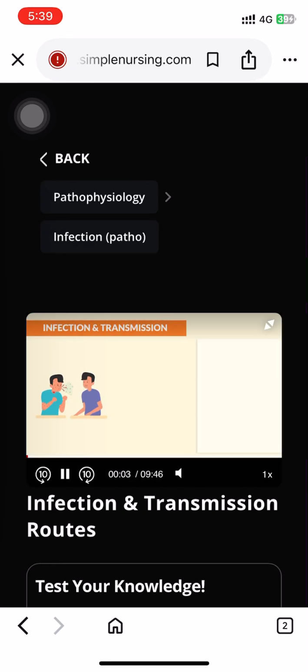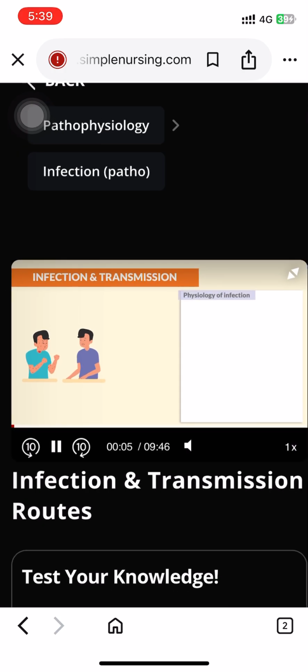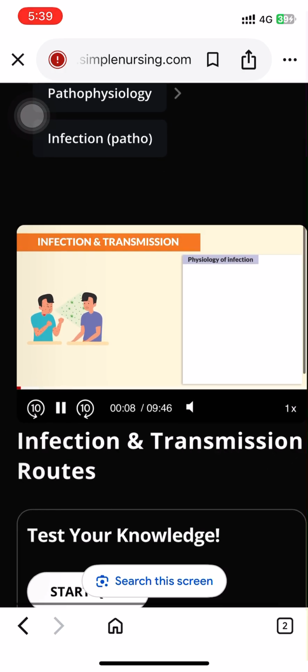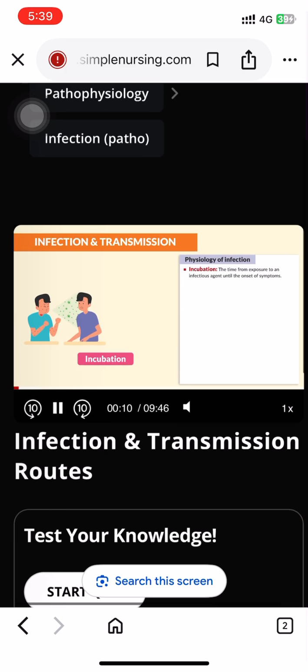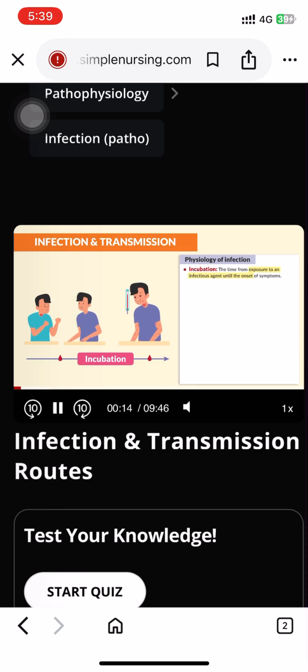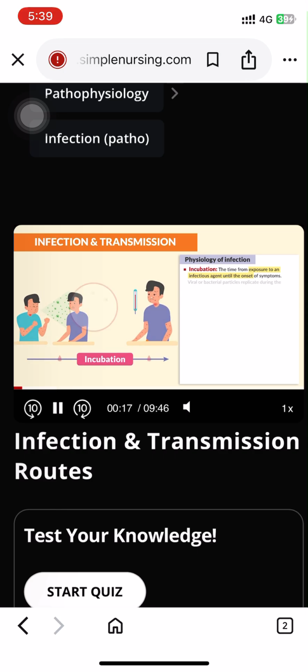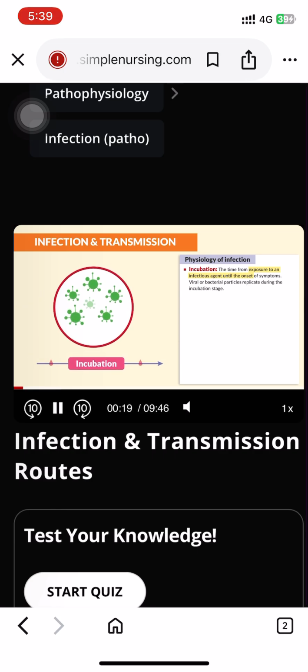Topic. Now, for infection principles, the pathophysiology of infection and key terms to know, first is incubation. This is the time of exposure to an infectious agent until the onset of symptoms. So viral or bacterial particles replicate during this incubation stage.